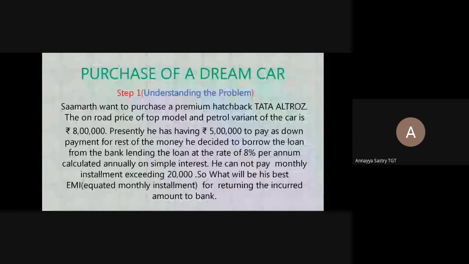I have taken a real life problem which sticks to a real life situation, sir. Samarth wants to purchase a premium hatchback, Tata Altroz. The on-road price of the top model petrol variant of the car is 8 lakh rupees. Presently, he has 5 lakh rupees to pay as the down payment. For the rest of the money, he has decided to borrow a loan from a bank. The bank lends the loan at the rate of 8% per annum, calculated annually on simple interest. He cannot pay a monthly installment exceeding 20,000. So what will be his best EMI, that is equated monthly installment, for returning the incurred amount to the bank?